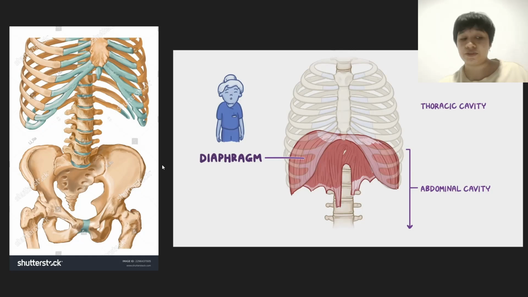The upper limit is marked by the diaphragm, a dome-shaped muscle that separates the thorax from the abdomen. Because of the dome shape, part of the abdominal cavity extends up behind the ribs. This is the abdominal cavity.